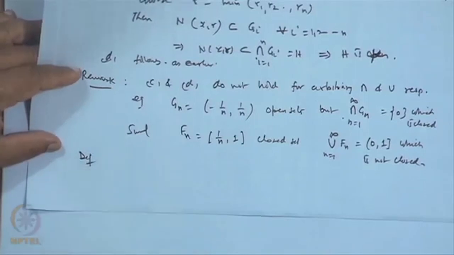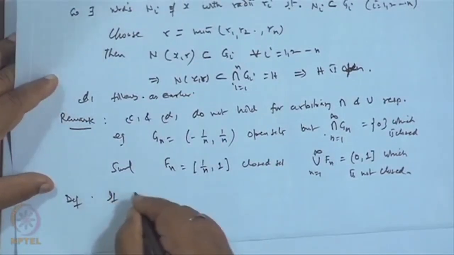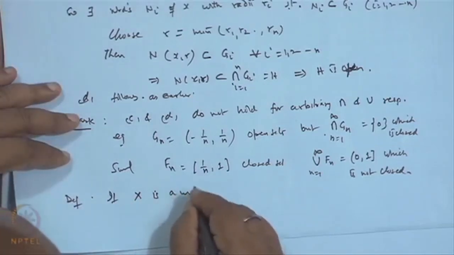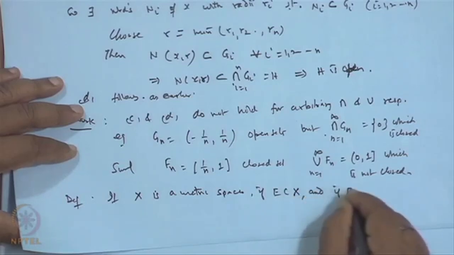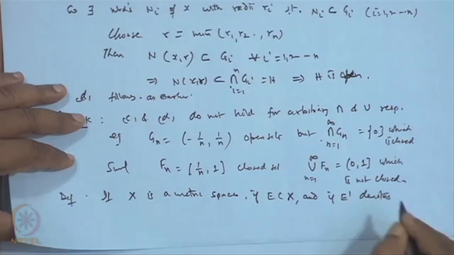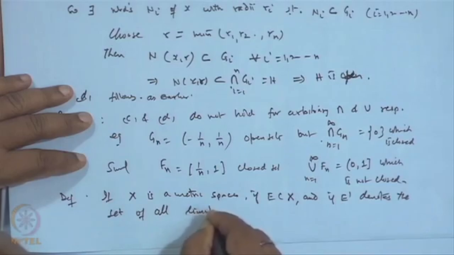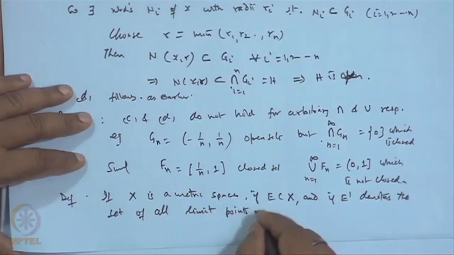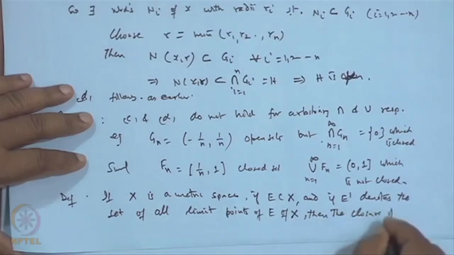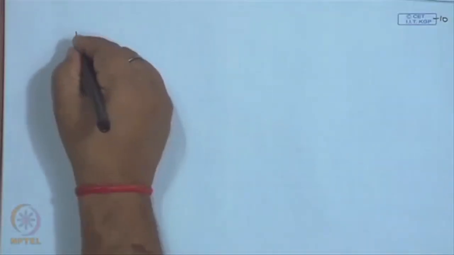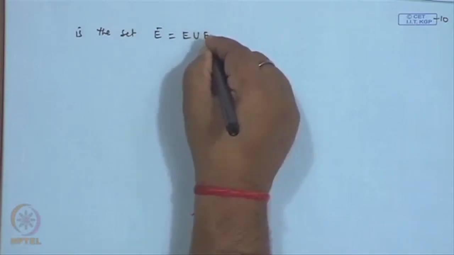Now, we define the concept of closure of sets. If X is a metric space, and if E is a subset of X, and if E dash denotes the set of all limit points of E in X, then the closure of E is the set denoted by E bar, which is E union E dash.